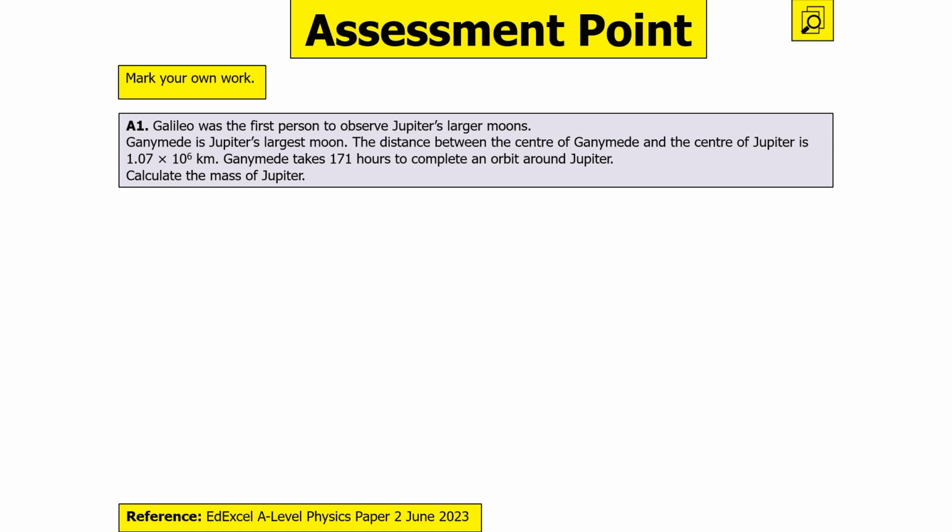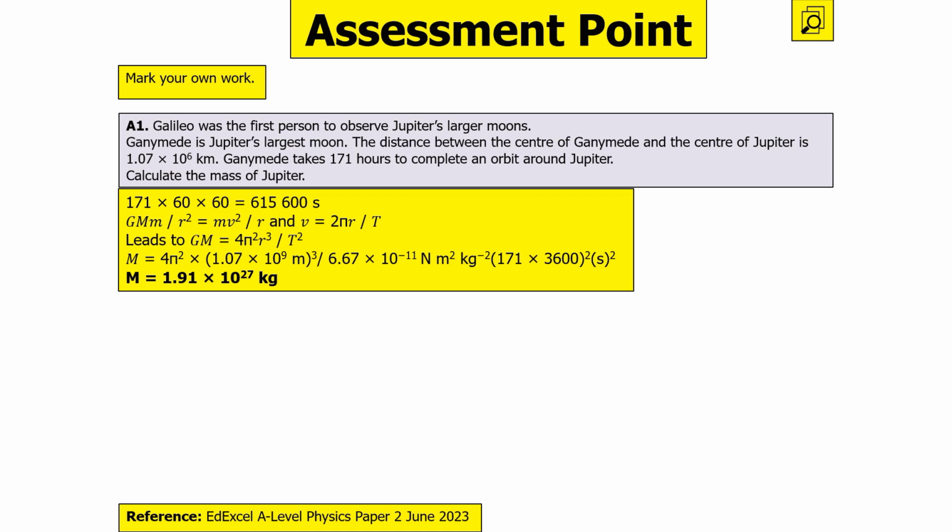Right, so how do you work this through? Well, the first thing is you can work out the orbital time by doing 171 times 60 times 60, so it's 615,600 seconds. We can then use the idea that the centripetal force is equal to the gravitational force of attraction to get an equation for GM equals 4 pi squared r cubed over T squared. That's Kepler's law of orbits. So we can rearrange that and make M the subject, pop in all the values that we've got, and we get 1.91 times 10 to the 27 kilograms.